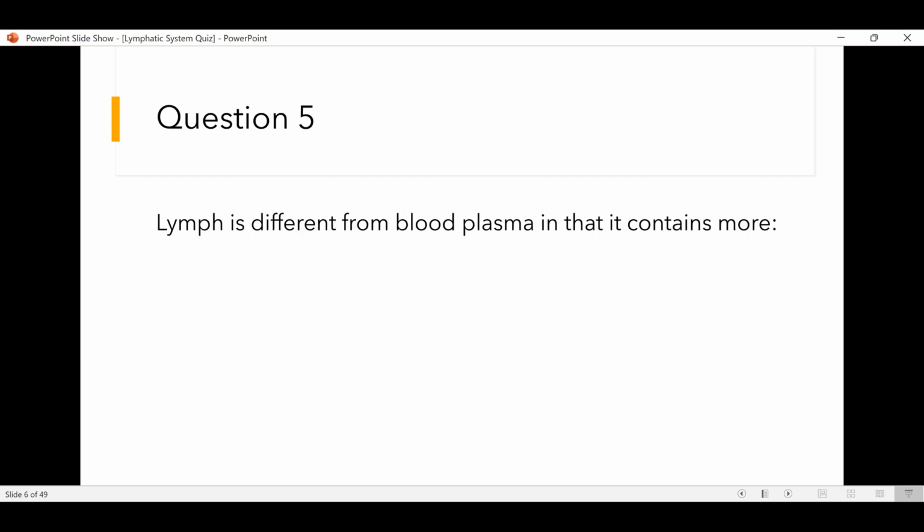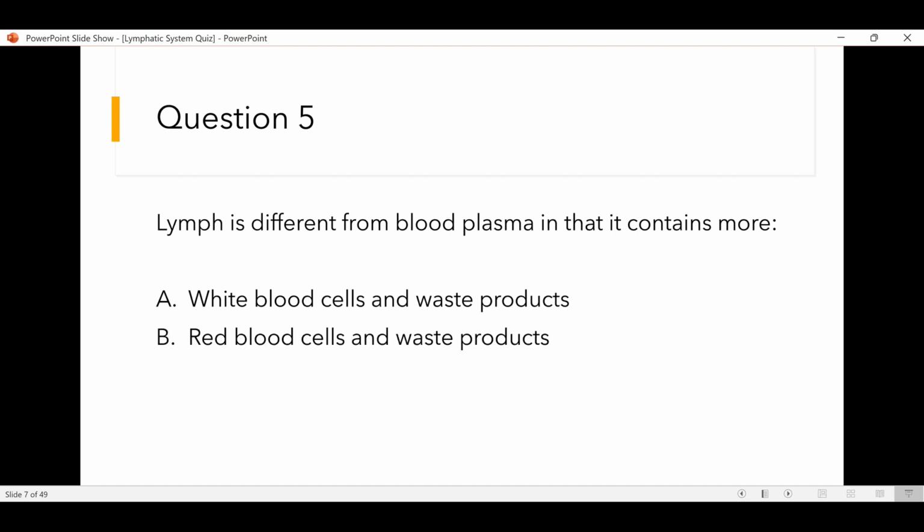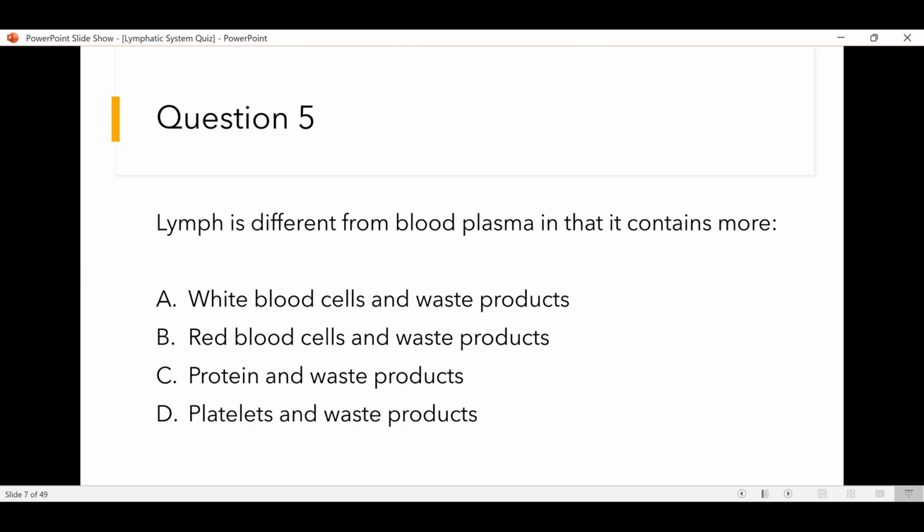Question 5. Lymph is different from blood plasma in that it contains more white blood cells and waste products, red blood cells and waste products, protein and waste products, platelets and waste products.